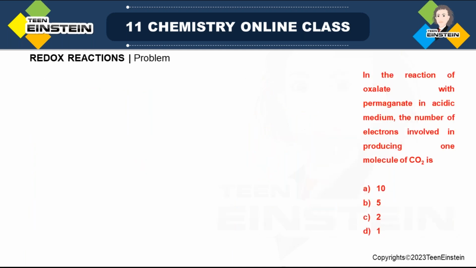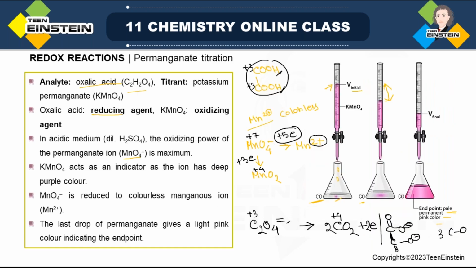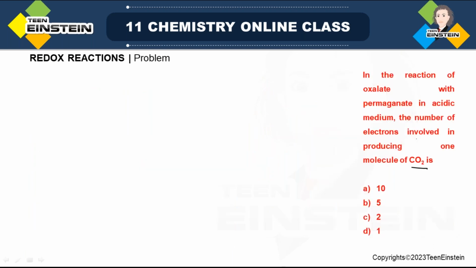So based on this permanganate titration, here we have a problem that you can solve easily. It is asking, in the reaction of oxalate with permanganate in acidic medium, the number of electrons involved in producing one molecule of CO2. Now if you simply look at this half reaction, for production of 2 molecules of CO2, there are 2 electrons, right? So for production of one molecule of CO2, how many electrons are involved? That is the question. Okay.